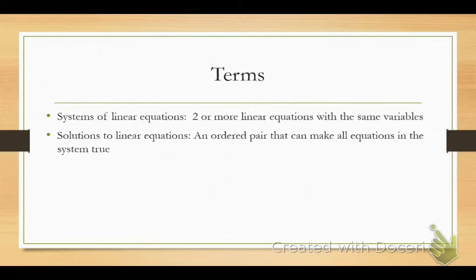It's two or more linear equations. Now, for pre-algebra, we're only going to do two. Two or more linear equations with the same variables. The variables have to mean the same thing. The solution to a linear equation is an ordered pair that can make all the equations in the system true. So we're looking for an ordered pair. That's going to be our solution.